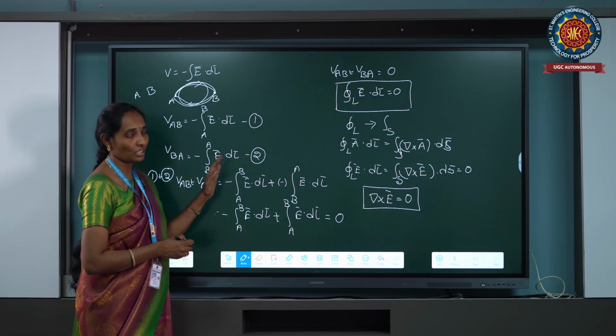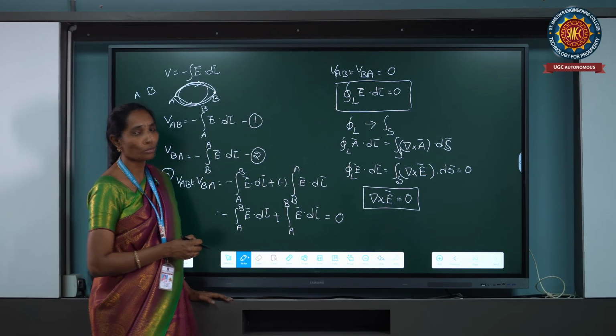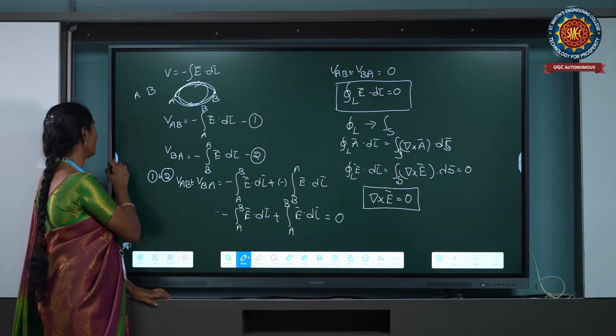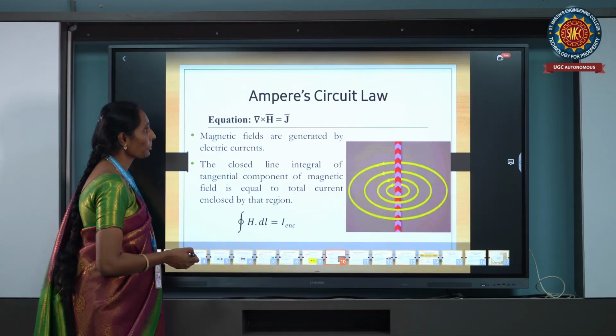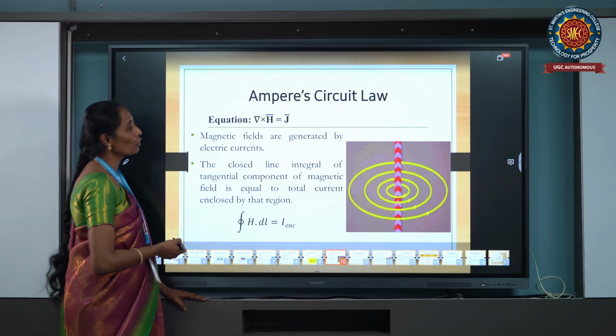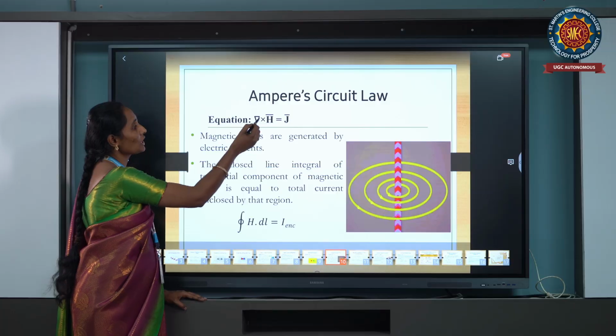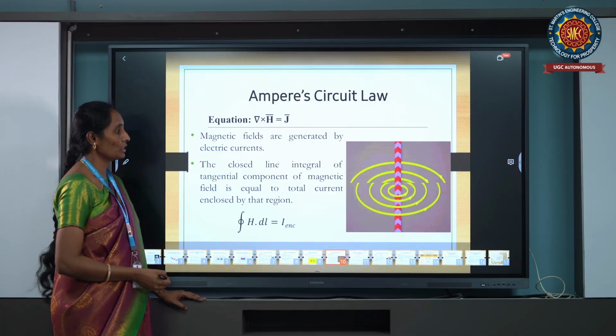So any Maxwell equation is represented in two forms. One is the integral form, another one is the differential form. And the last one, the fourth Maxwell equation, is derived from Ampere's circuital law, that is del cross H bar is equal to J bar.